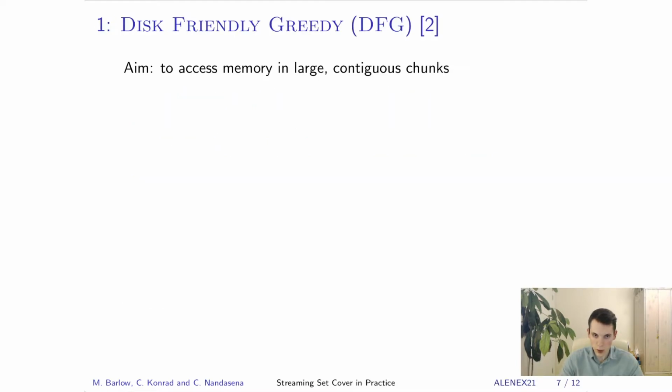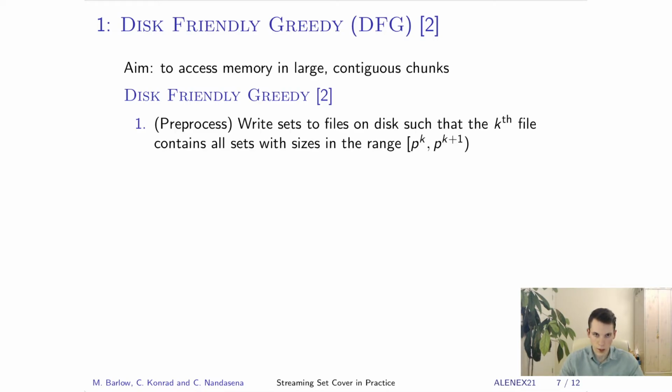Well, disk-friendly greedy is the main practical algorithm for processing large set cover instances. It was described by Cormode, Karloff, and Wirth in 2010, and the main aim of this algorithm is to access memory in large contiguous chunks. So the algorithm takes in an input parameter p, which is at least 1, and controls the granularity of these chunks that we're accessing. So how does it work?